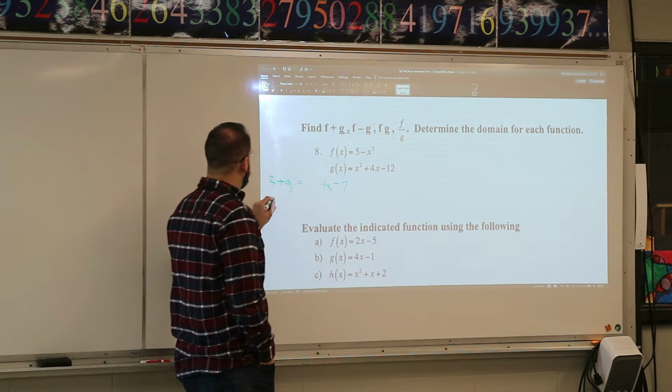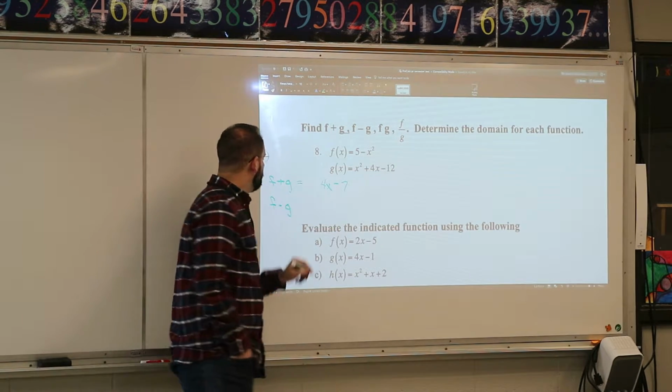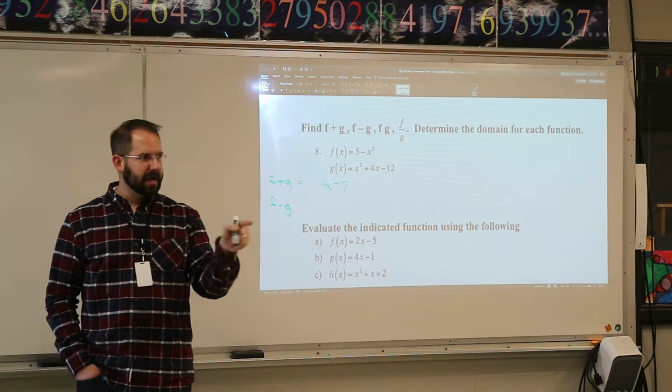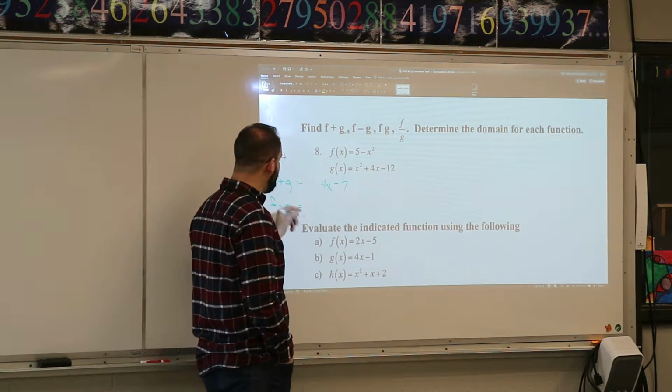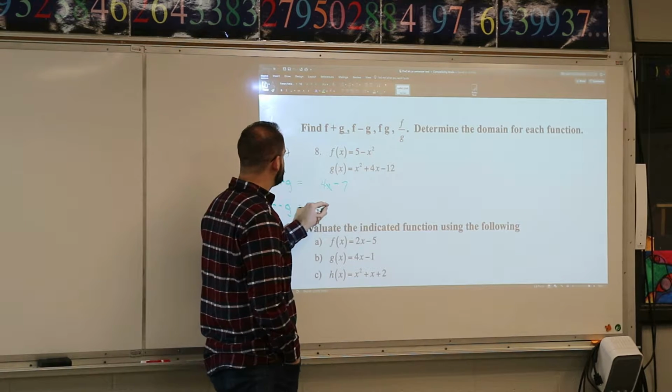When you subtract them, notice the order that I'm doing. I'm going f, the first function, minus the g function. I'm going to subtract them. This one's a little more difficult, because to subtract these two, you have to write it like this.